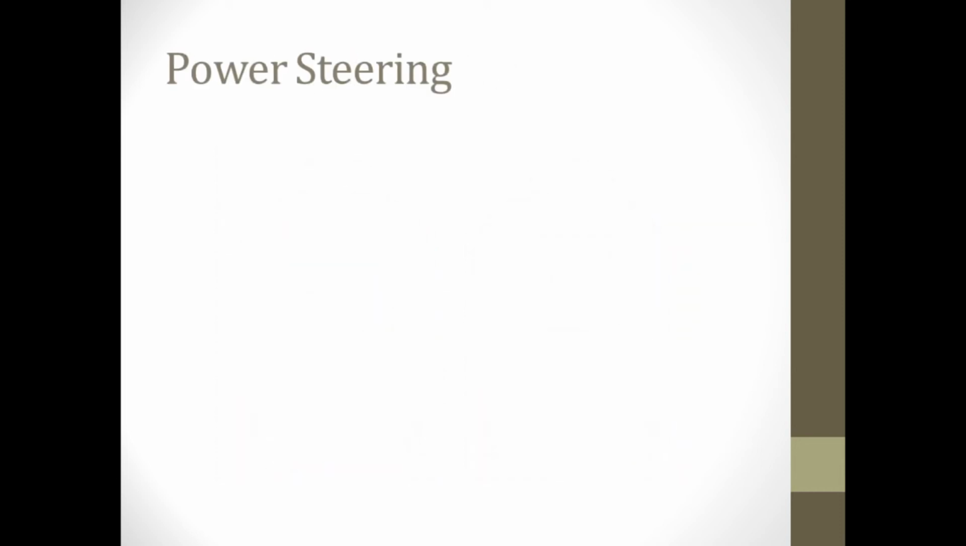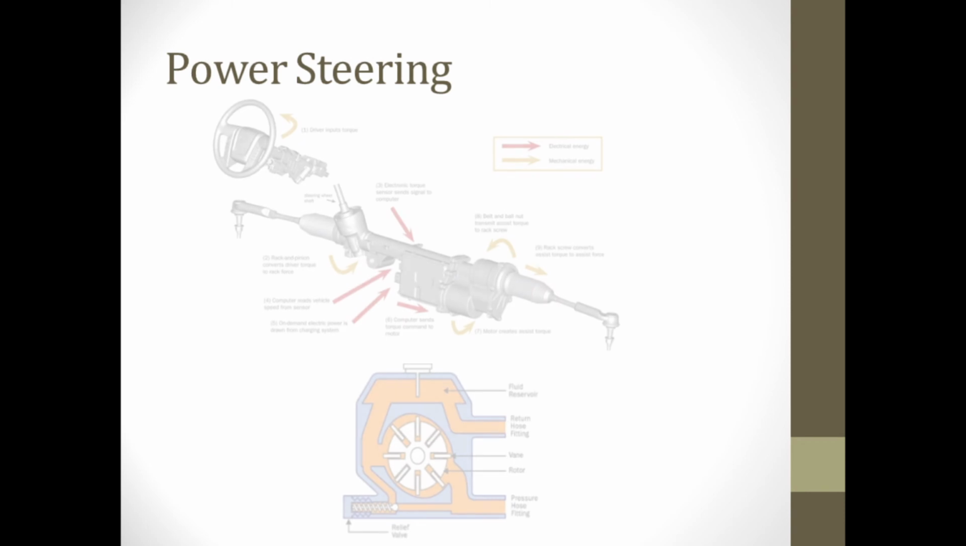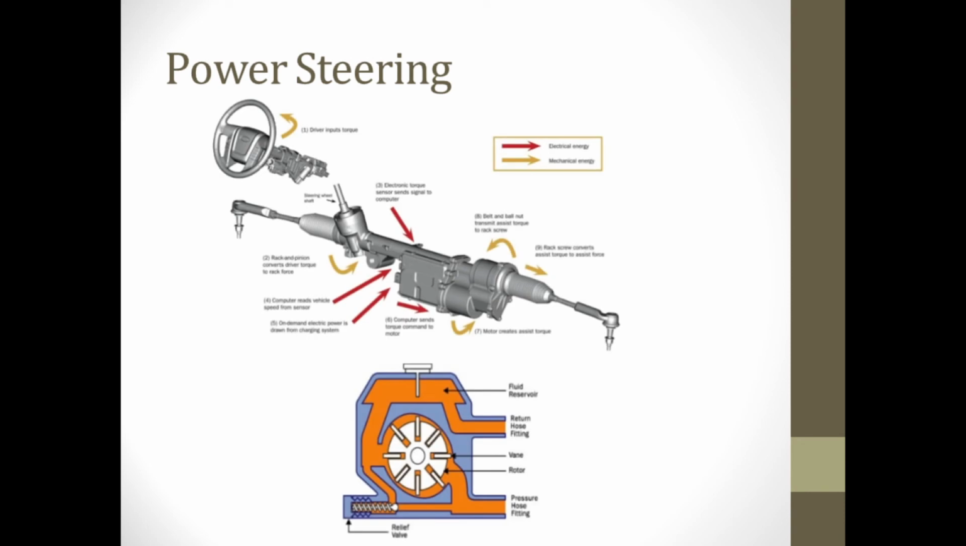Now let us talk about power steering. It has been used in modern vehicles to steer the wheels under a lot of pressure. So power steering has two types of devices for steering effort. One type is a hydraulic device utilizing engine power. The other type utilizes an electric motor.